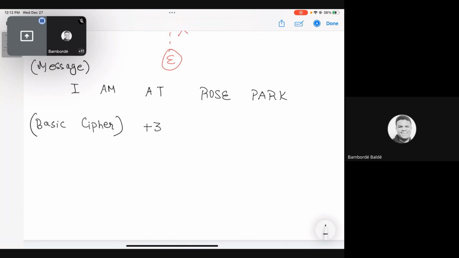So for example, if you add three letters to I, you will get L. So I will become L, because I, J, K, L, right? And then A will become D, M will become P, and so on. W, and R will become U. I'm just adding three letters to everything, right? So P will become S, A is already D, and then R is U, and then K is N. So this becomes our new message. This is what we call the encrypted message.